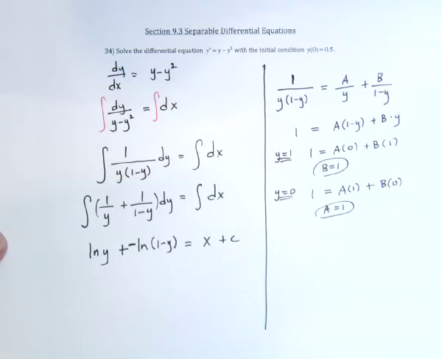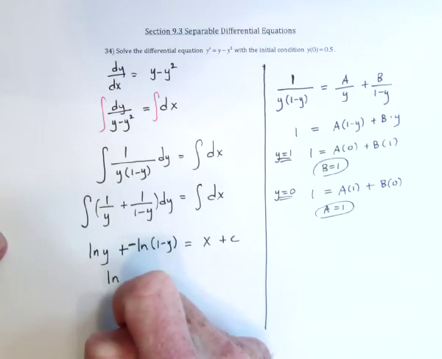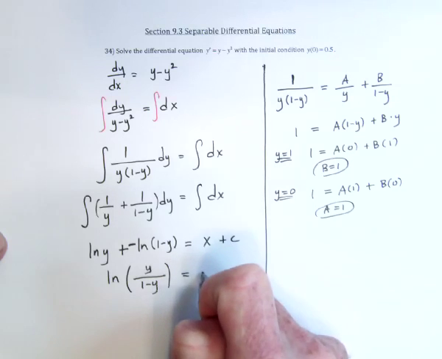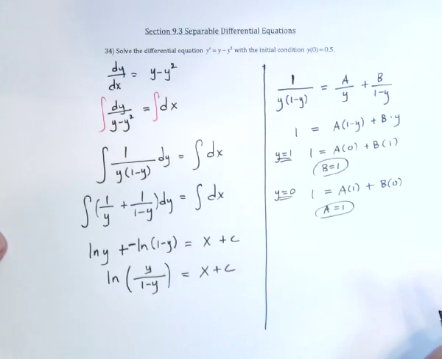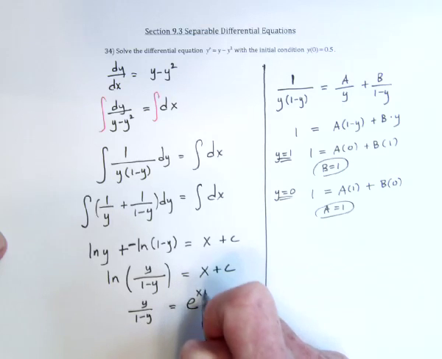Now we need to solve for y. Well, notice that it's 2 logarithms that are being subtracted, so we can make that 1 logarithm as long as it's going to be one big fraction with the y on top and 1 minus y on the bottom. You can then exponentiate to get rid of natural log, so we'll have y over 1 minus y is equal to, and then it's going to be e to the x plus c.